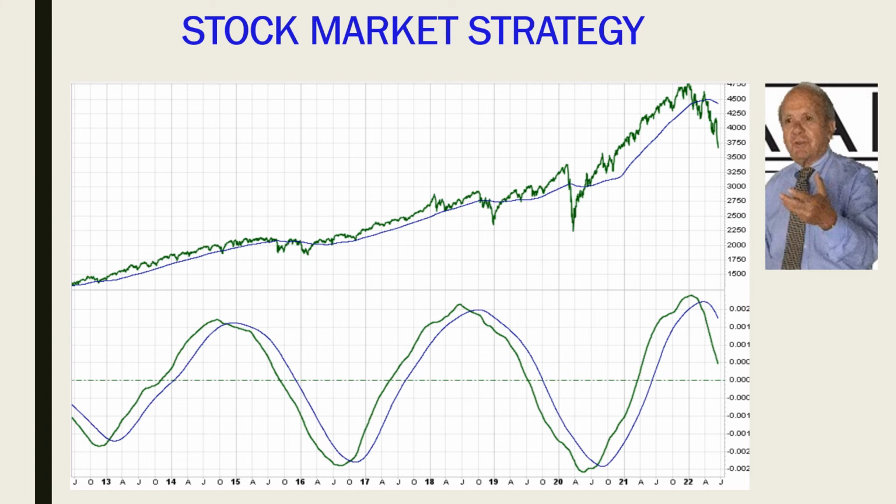Now, from a strategy viewpoint, I showed this in several articles that are also available on our website, that during these times, you want to buy growth stocks. During this time, you want to buy defensive stocks and bonds.